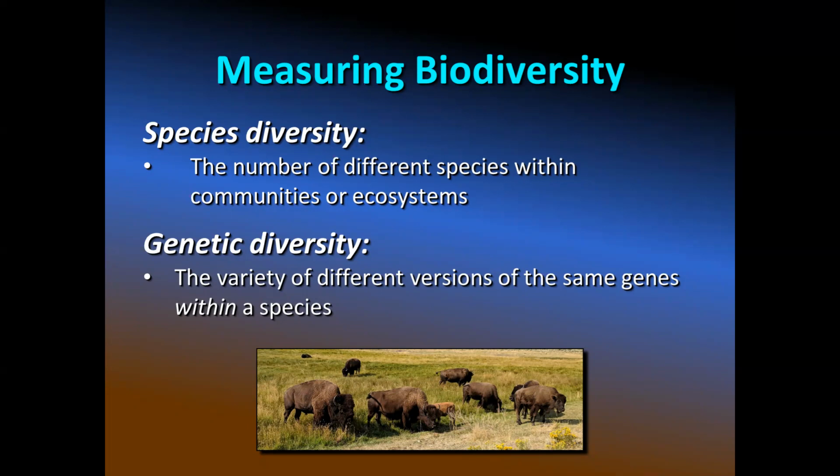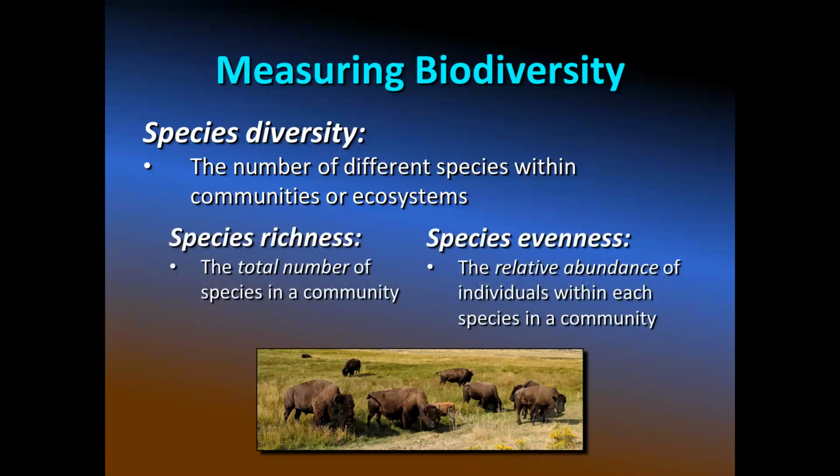And here I am being nice again, because I usually ask a true or false question about this where I reverse the definition. So true or false, species diversity is the variety of different versions of the same genes within a species. And that's obviously not the case. That would be the wrong definition. So if I ask you that as a true or false, make sure you're reading it correctly and make sure you know the definitions. Within species diversity, you also have species richness, which is the total number of species in a given community, and species evenness, which is the relative abundance of individuals within each species in a community.